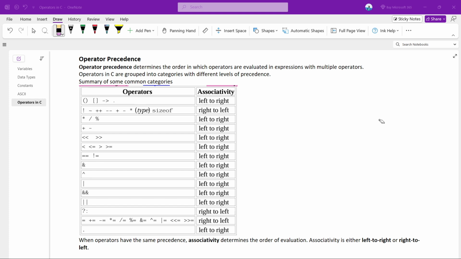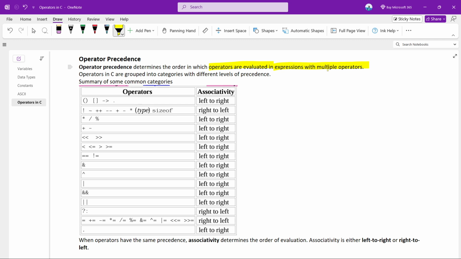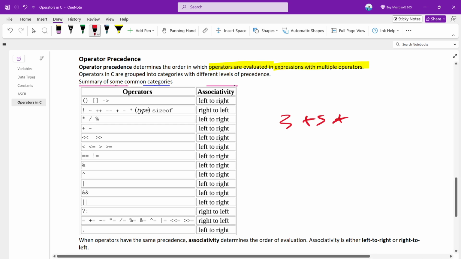Now what is operator precedence? Operator precedence basically determines the order in which operators are evaluated in expressions with multiple operators. Let's say we have an expression which has multiple operators: addition, multiplication, division, subtraction. In this case, which operation will be performed first? So let's take an example. Let's say 3 plus 5 into 2.